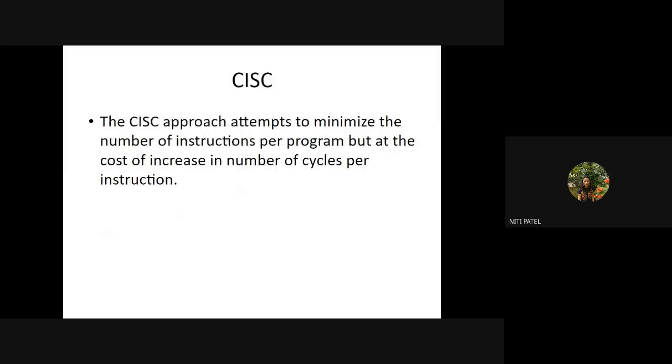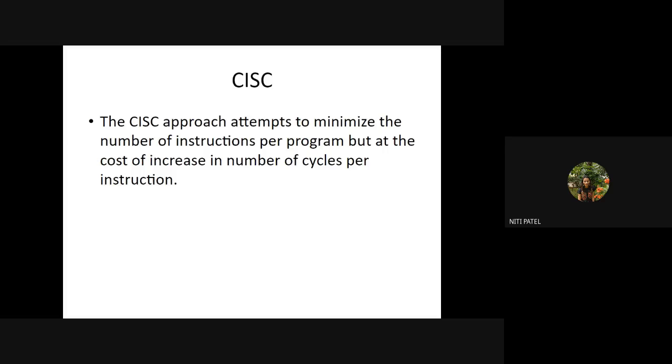Let us go to the next, that is CISC. What is CISC? Complex Instruction Set Computer. Now complex means what? The instructions won't be as simple as RISC. In RISC everything is simple execution, so where will the complexity be? In CISC architecture, or in the CISC processor. So a CISC approach attempts to minimize the number of instructions per program, but at a cost of increasing the number of cycles per instruction.